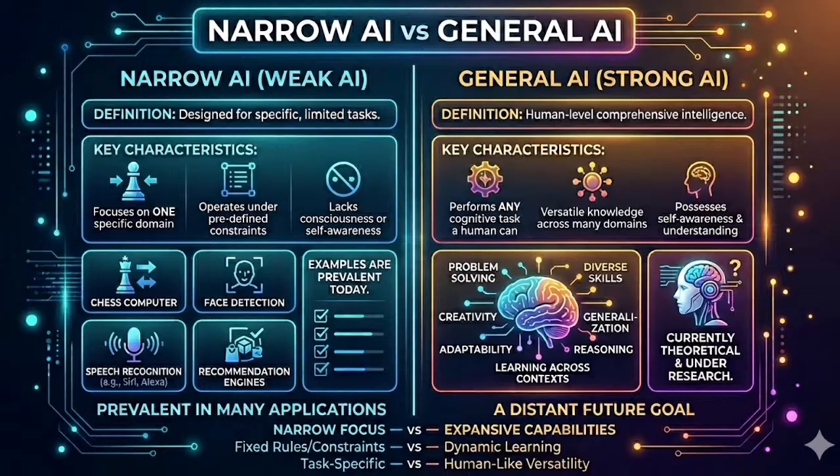Now, general AI or strong AI would be to the point of it having human level comprehensive intelligence, being able to perform any cognitive task that a human can. It would have versatile knowledge across many domains. And then the big one, the kicker, is possessing self awareness and understanding. So, can it become conscious? Can it be self aware? It would have problem solving and creativity, adaptability, reasoning, generalization, diverse skills, and learning across contexts at the level of a human. And that is why this is currently theoretical and something of the future.